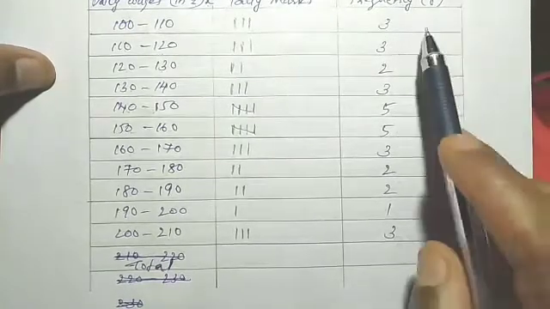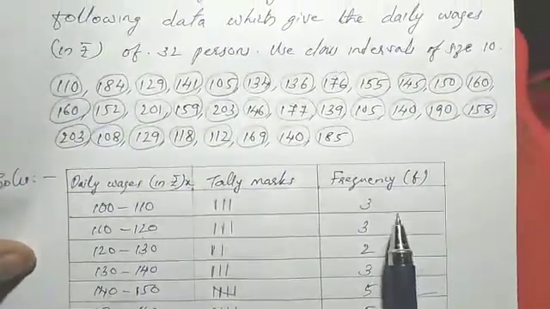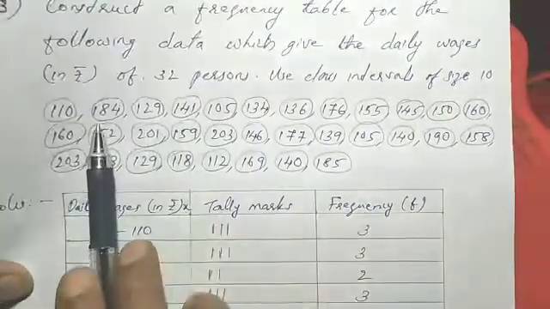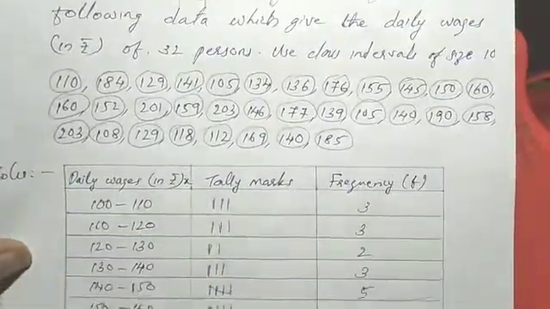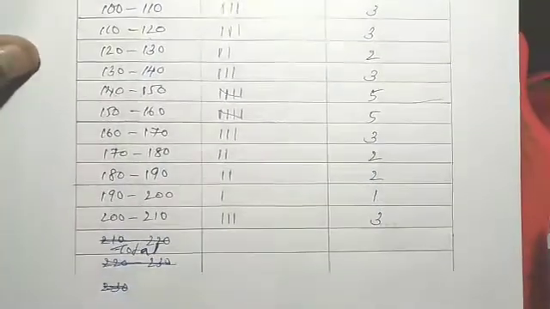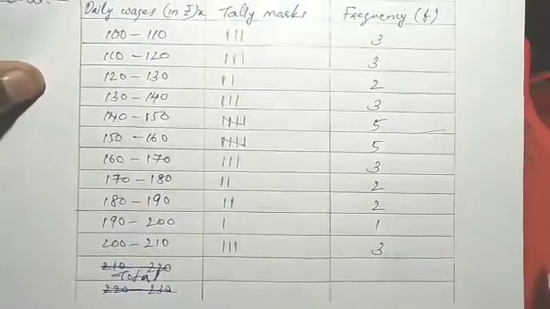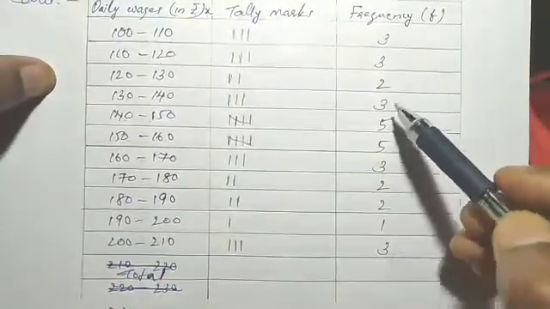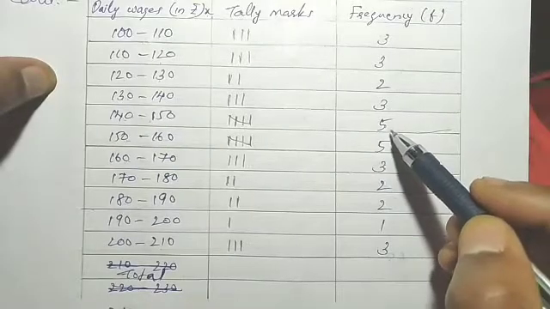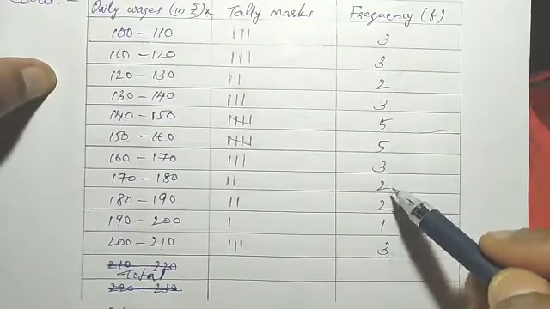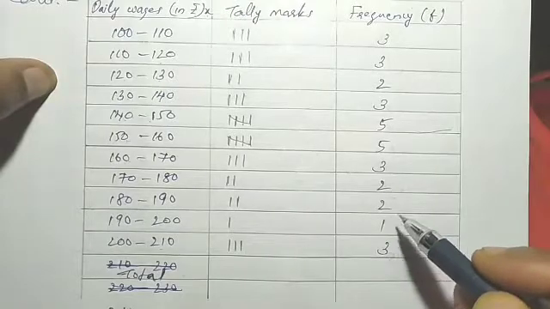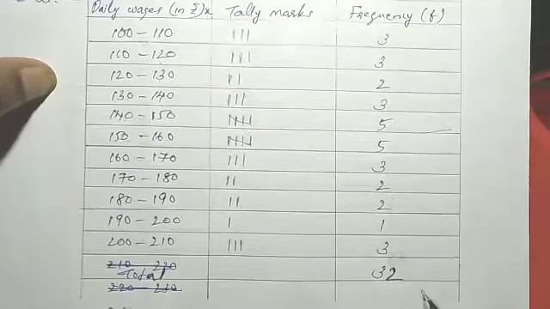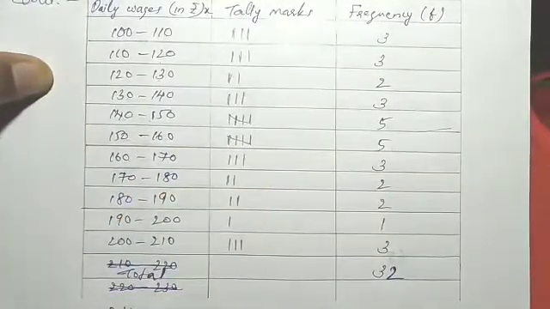Last here we have to add it. What do we have to get? Daily wages of 32 persons are given here. That means 32 numbers are here, so total frequency we have to get 32. Okay, let's count it. 3, 6, 8, 11, 11 plus 10, 21, 21 plus 5, 26, 26 plus 2, 28, 29, 30, 32. So total it is 32. So this one is the grouped frequency distribution table.